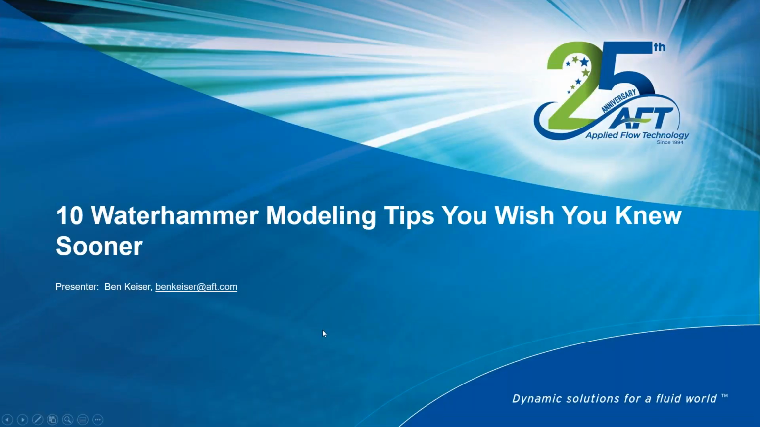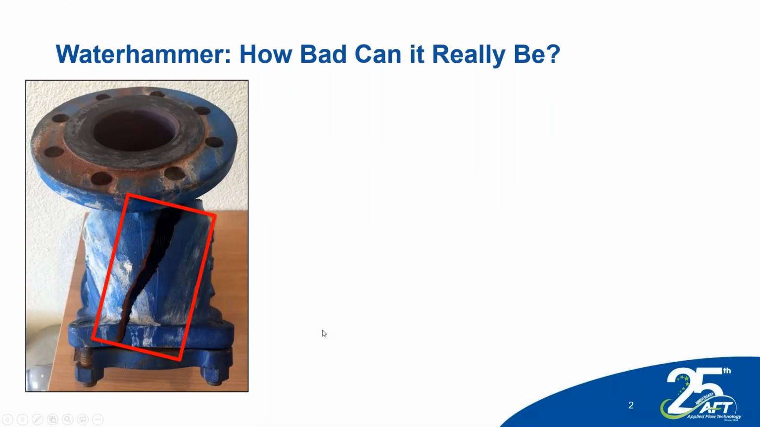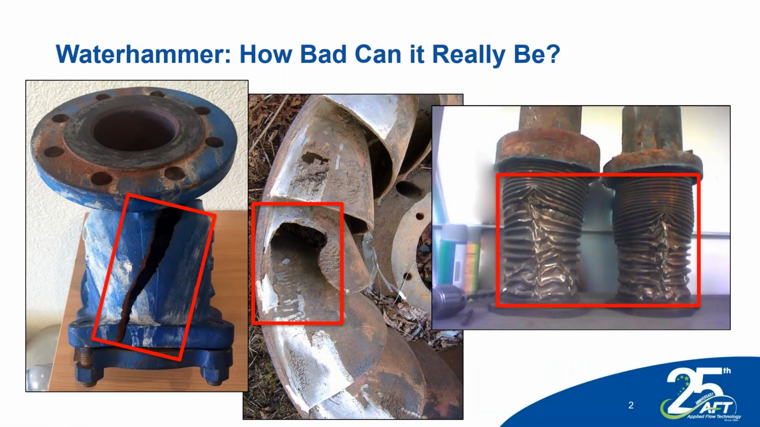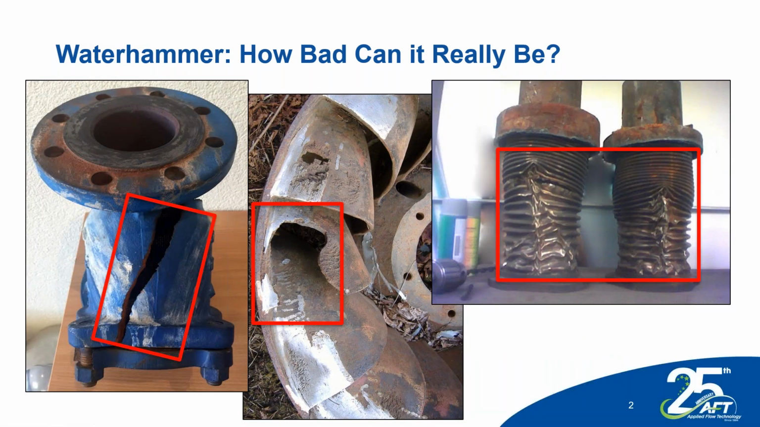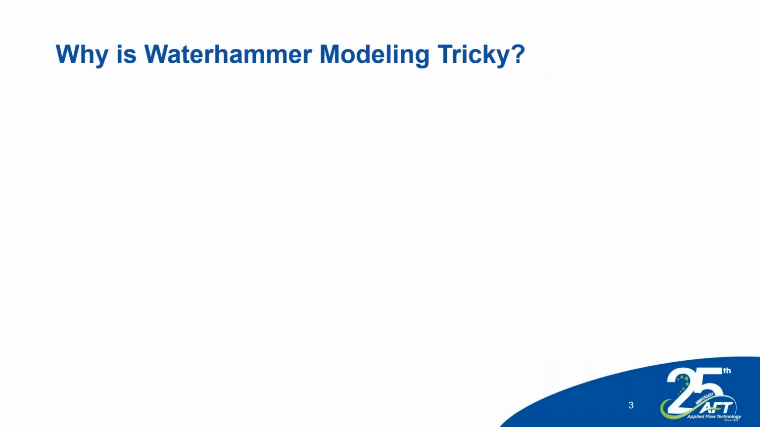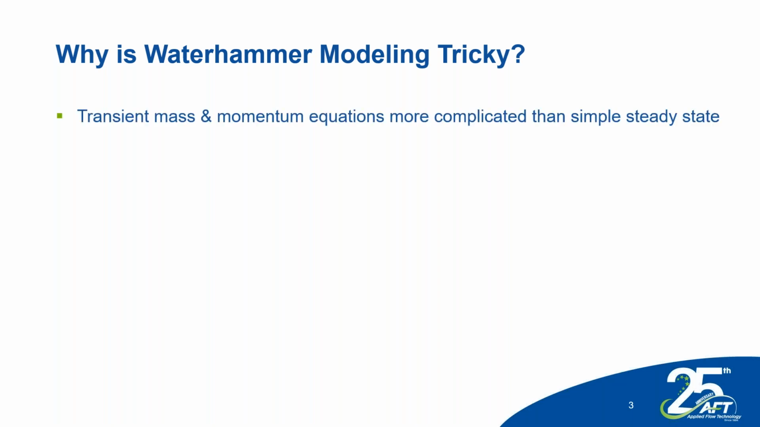All right, moving that aside here. So we all know that Waterhammer is really bad and can cause a lot of problems: pipe ruptures, cavitation, pipe collapse, definitely something that you want to avoid. And why is Waterhammer modeling tricky? Well, it can be a little bit difficult because the transient mass and momentum balance equations are not as simple and easy and straightforward as steady state.